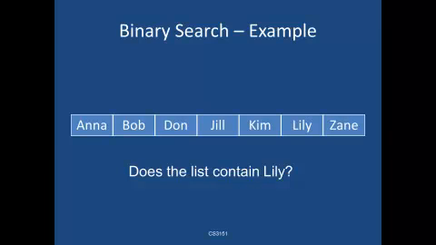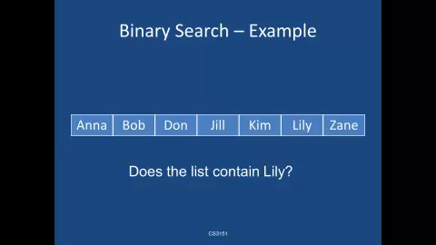A straightforward solution to the problem is to go one by one through the names of the list and check if a name matches Lily. In this case, you will have to step through almost the entire list to find Lily. If you are looking for a name that is not in the list, you will have to step through the entire list for sure. So in the worst case scenario, the runtime of this procedure is linear in the number of items in the list.